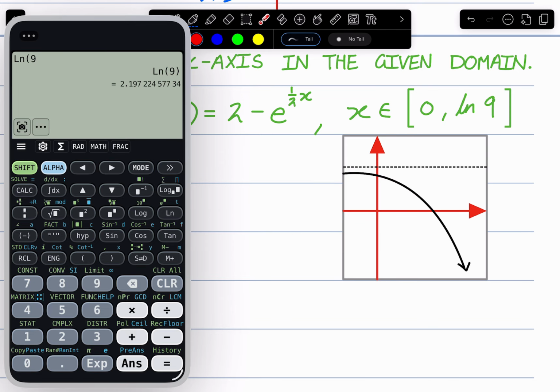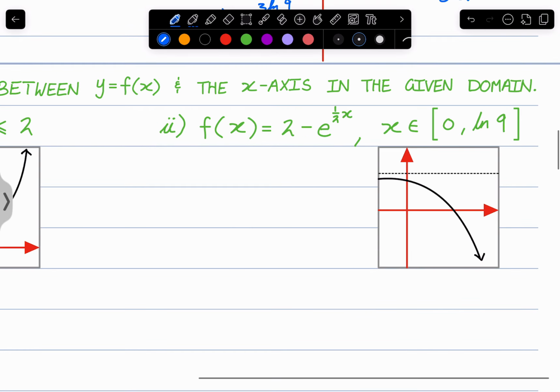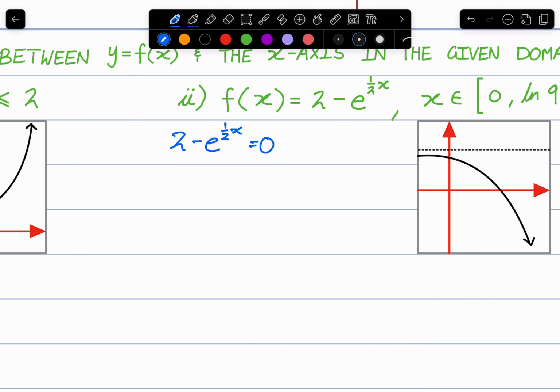So I need to know exactly where this is, so that if ln 9 is past whatever this is, recall now that we have to separate the integral here, because the definite integral of this section would be negative, and we have to account for that negative definite integral. So the first part, we're going to let this equal 0, and we're going to solve for x.